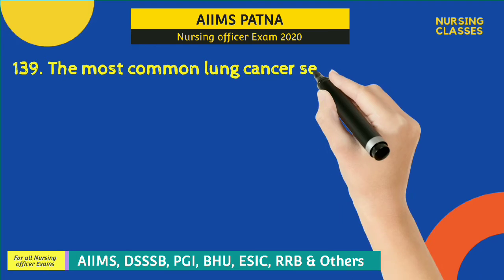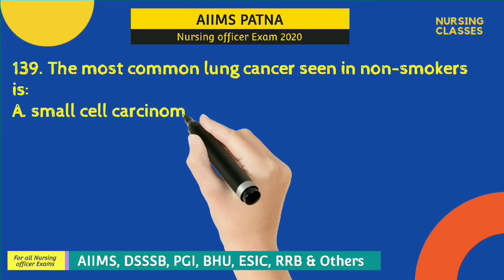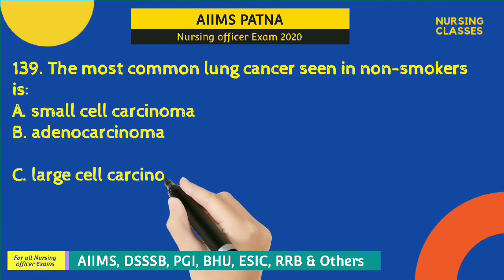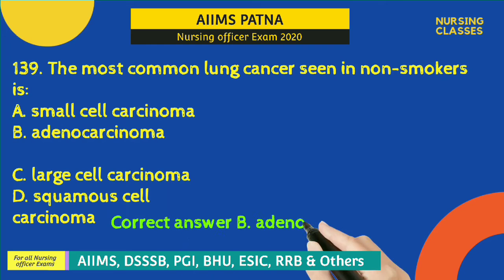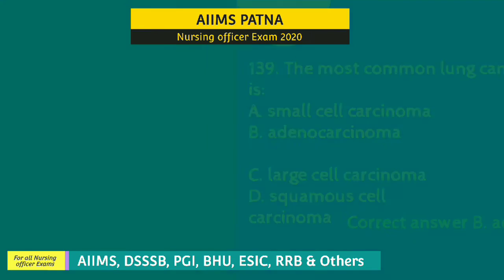139. The most common lung cancer seen in non-smokers is: A. Small cell carcinoma, B. Adenocarcinoma, C. Large cell carcinoma, D. Squamous cell carcinoma. Correct answer B. Adenocarcinoma.